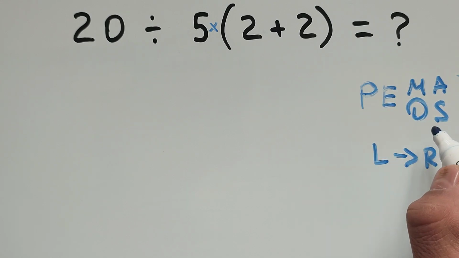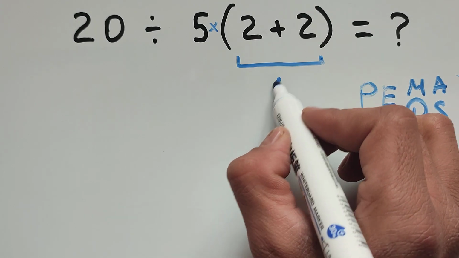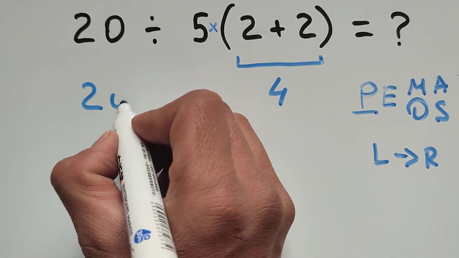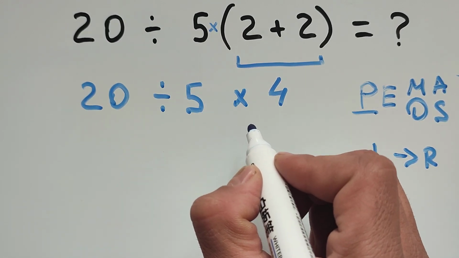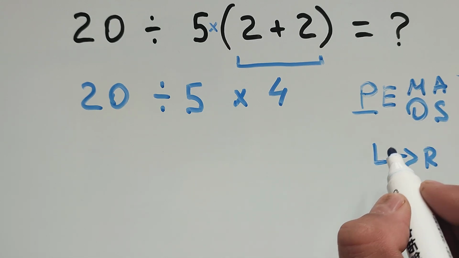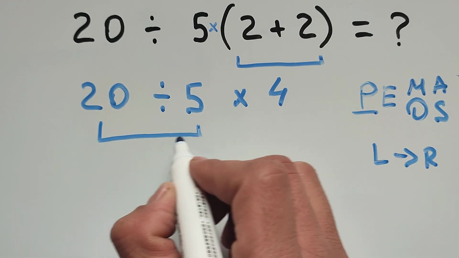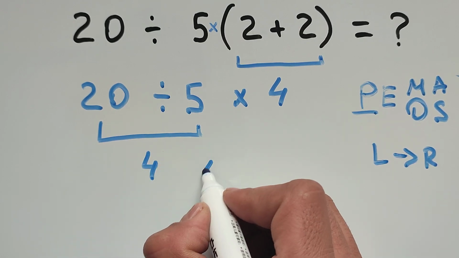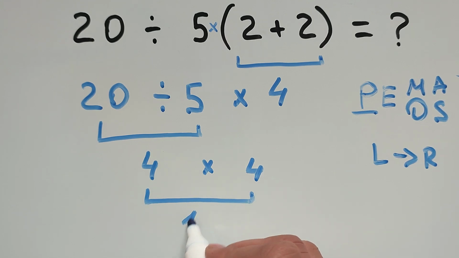According to this rule, first we have to work inside the parentheses, and 2 plus 2 equals 4, and we have to copy the rest part of the problem. 20 divided by 5 multiplied by 4, and here multiplication and division have equal priority, that's why we have to begin to work from the left to the right. And according to this rule, first we have to work this 20 divided by 5 equals 4, and 4 multiplied by 4, it equals 16.